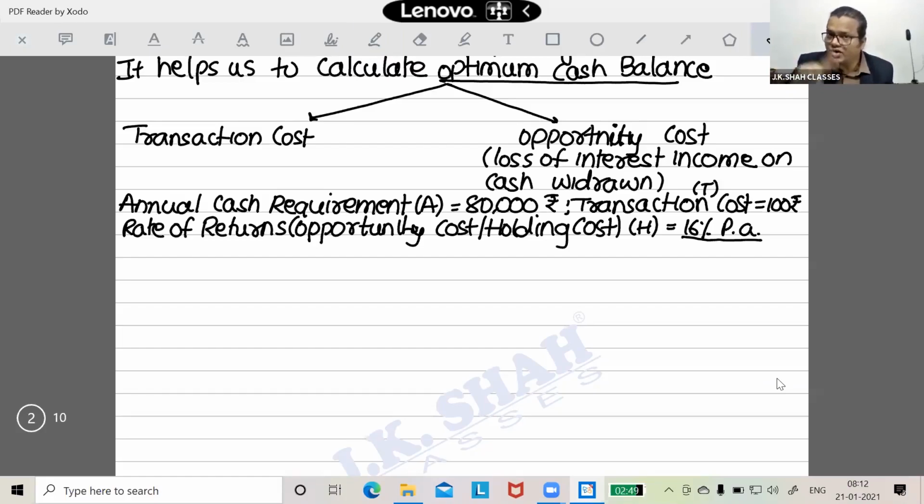What does it mean? The moment he withdraws that money, he loses this 16% per annum. So it is called a holding cost. One word I've already told, opportunity cost; the second word is holding cost. Suppose I go to the bank, withdraw 80,000 and keep it in my wallet. I know that whatever money I have kept in the pocket, the holding of cash, is costing me 16%. Had that money remained in the bank, I would have earned 16%.